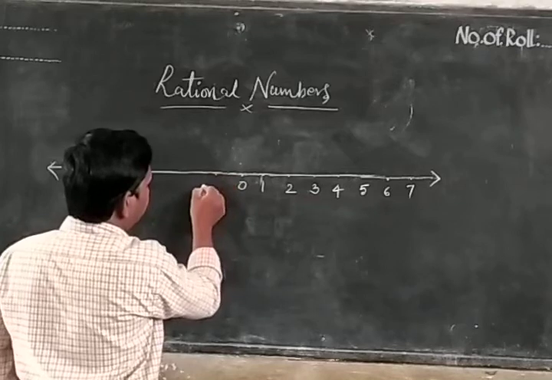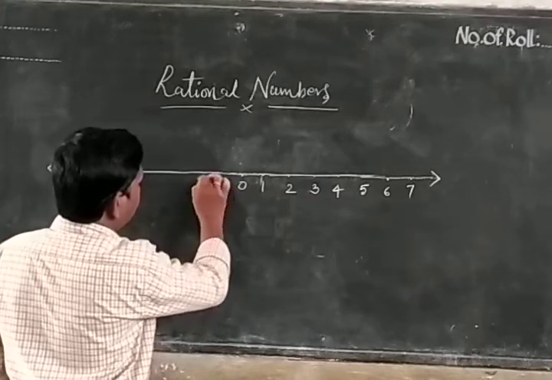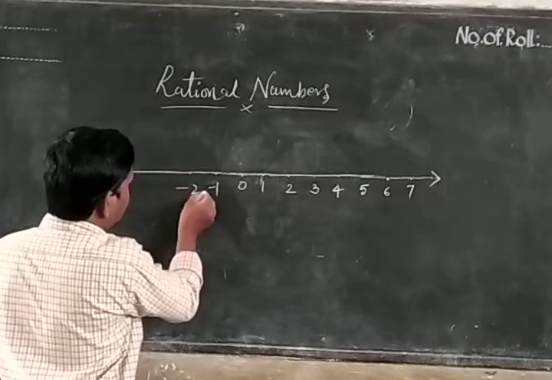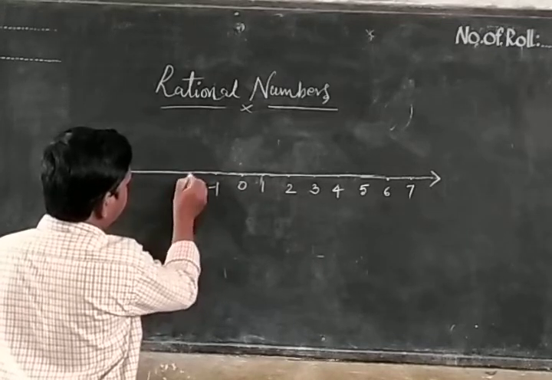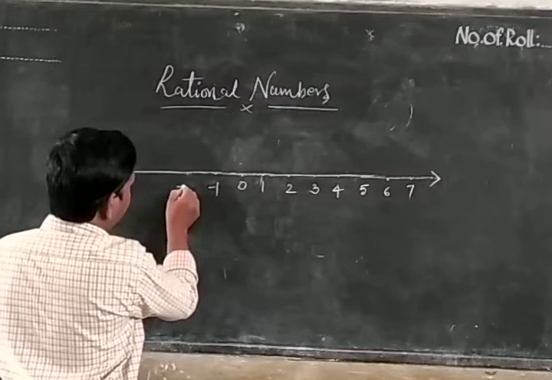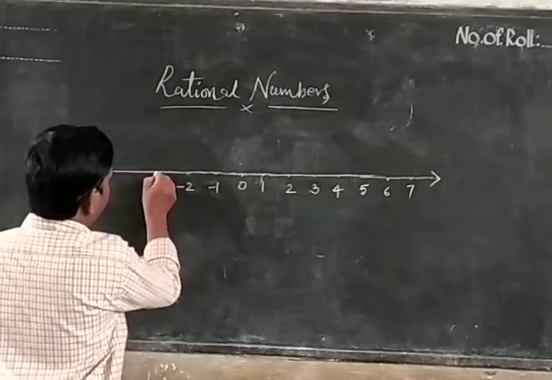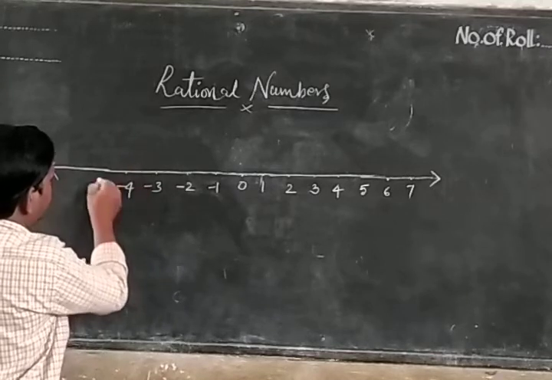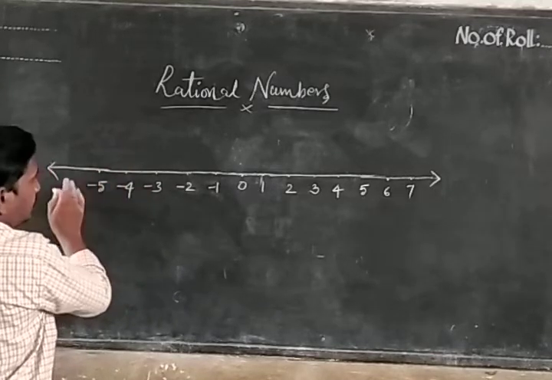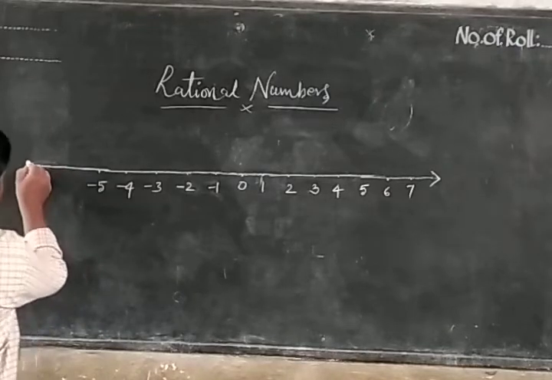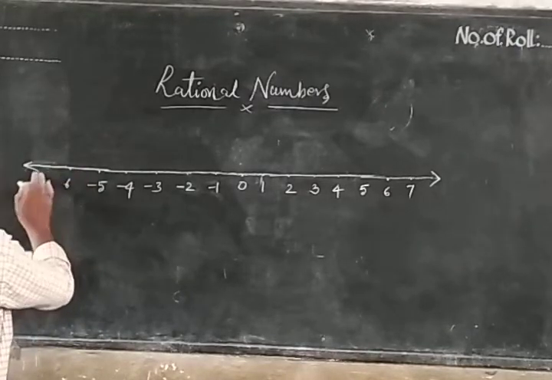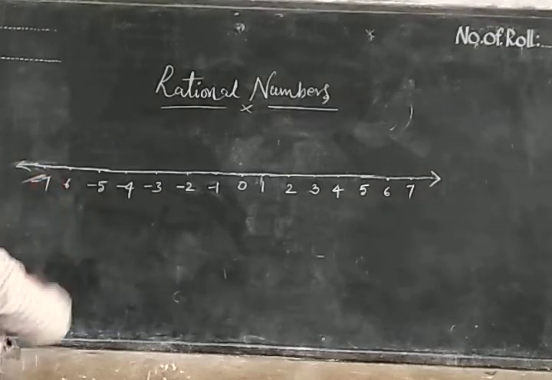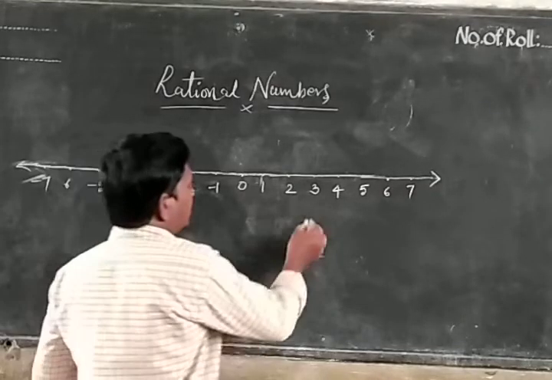Minus 1, minus 2, minus 3, minus 4, minus 5, minus 6, minus 7. Okay. This is positive.